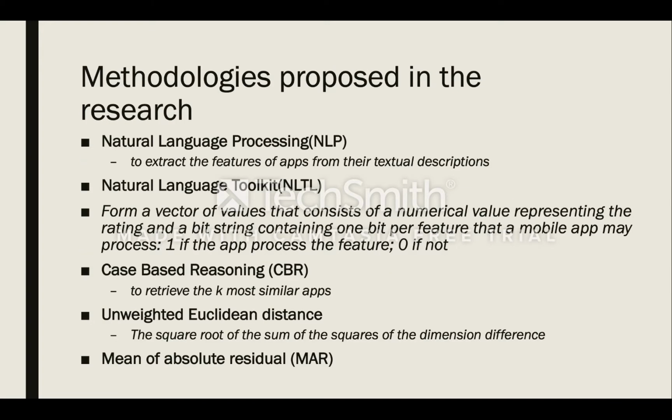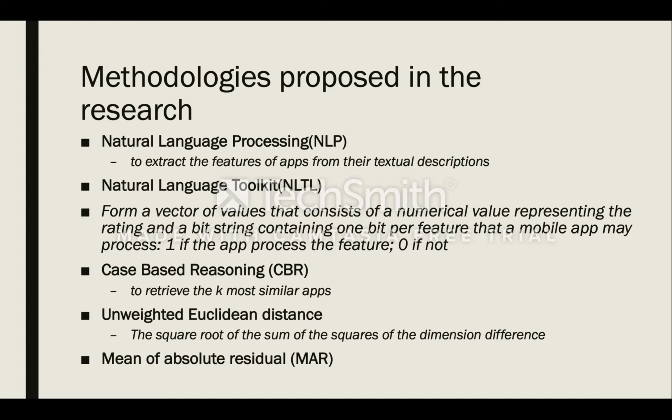Here I want to talk about the methodologies used in this paper. First of them is called natural language processing. The authors used this in the third phase of section 2 to extract the features of apps from their textual descriptions. They've also used a 4-step NLP algorithm called Natural Language Toolkit to extract features of apps written in natural language. The general approach in this paper is to form a vector of values that consist of a numerical value representing the rating and a bit string containing 1 bit per feature that a mobile app may process. It will show 1 if the app processed the feature and 0 if not.